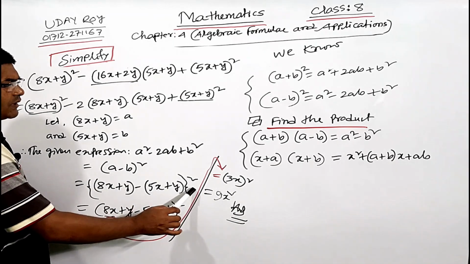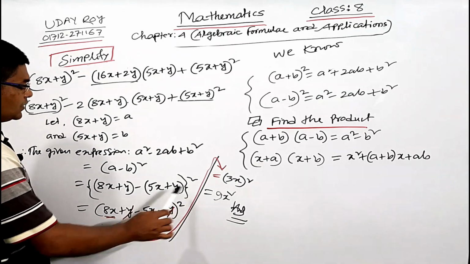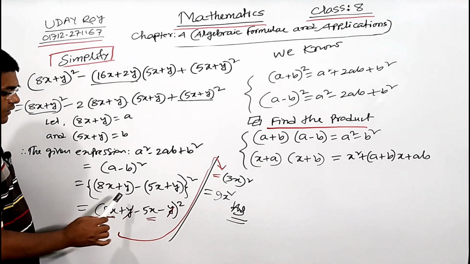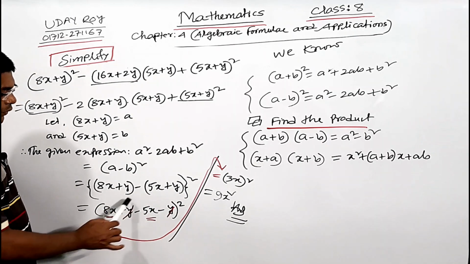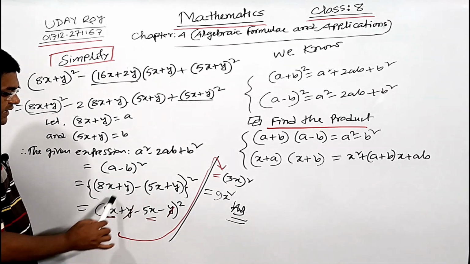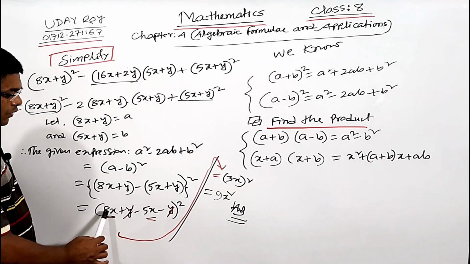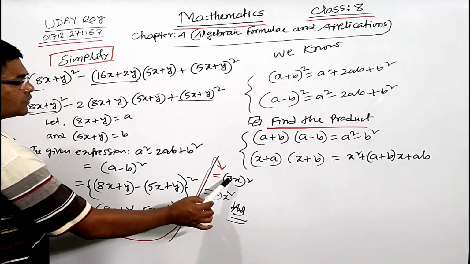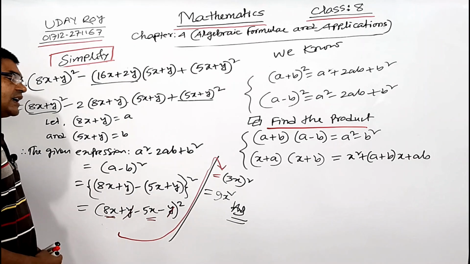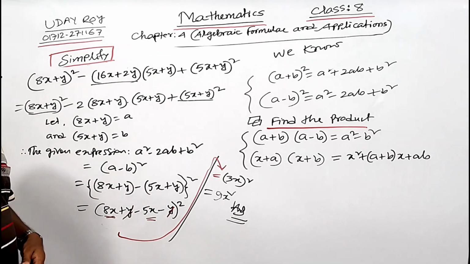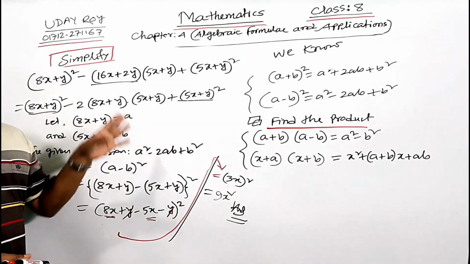If you are interested, you can give a side note here. So (8x + y), just in this line we draw the bracket. Here is (8x + y) minus (5x + y), y cut. We get 8x minus 5x equal to (3x)². We have got 9x². So we have done the simplification.